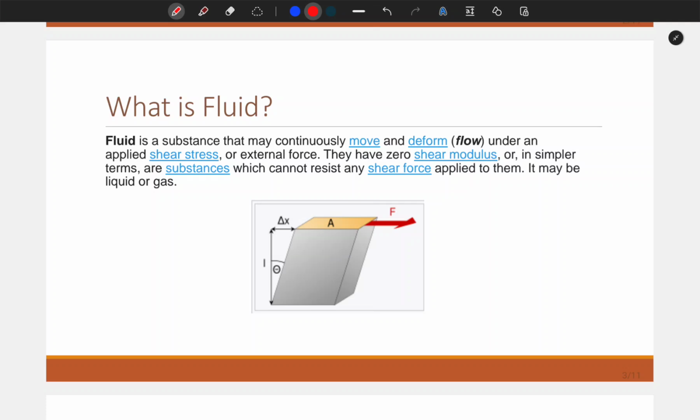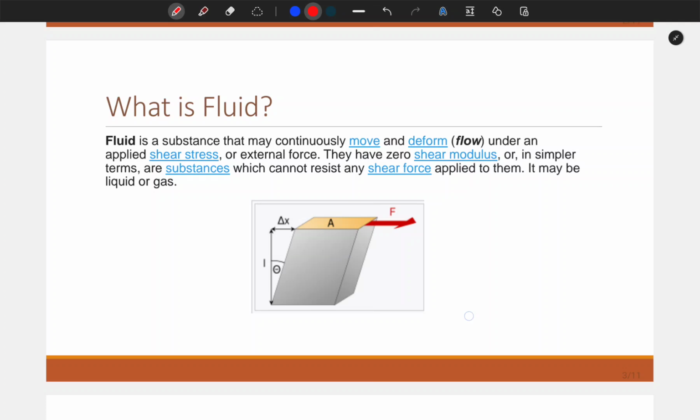While if we see the solids, when we apply shear force, the deformation increases after increasing the shear force. But here the shear force remains constant and the deformation continues. So that's the basic difference between a fluid and a solid. Any gas or liquid can be a fluid, like water is a fluid, honey can be a fluid. Anything which has a property to flow is a fluid.